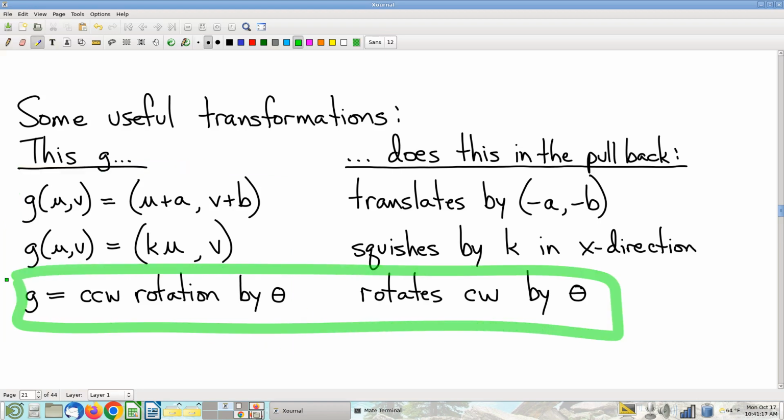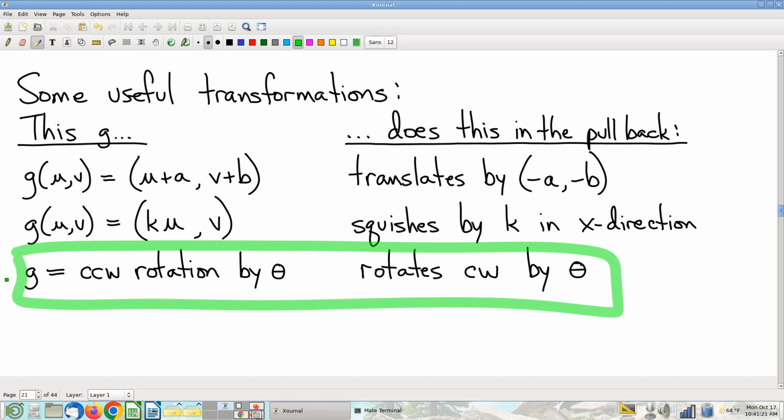Specifically, I'm going to show you an example of this one. Claim that if you have a counterclockwise rotation as your change of variables function, what that will effectively do is rotate your domain clockwise. Clockwise, not counterclockwise. By that same angle. Here we go.